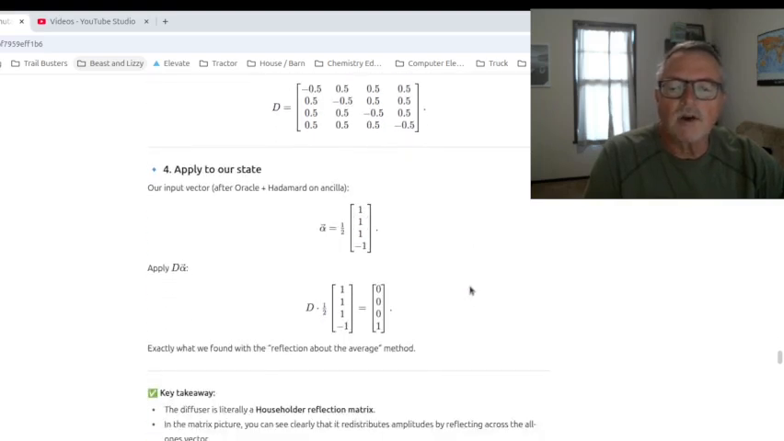Now we apply all this stuff to our state. This is what comes out of the oracle. And we've factored out the ancilla and you see it flip state there. Then we take this diffuser gate and operate on this vector that we show up here, and we get 1, and that's the exact thing that we wanted.